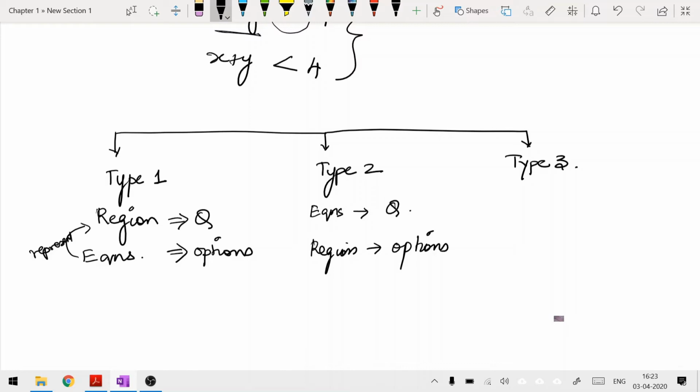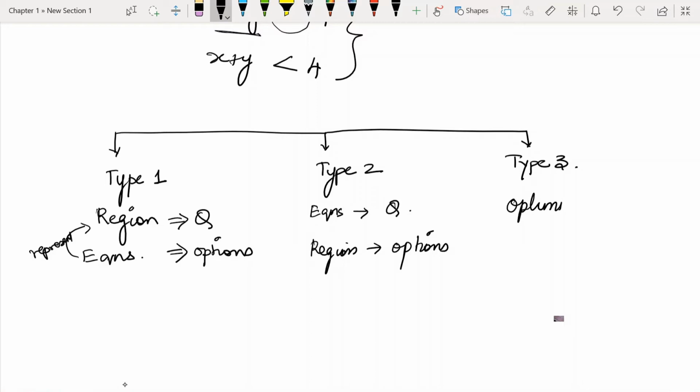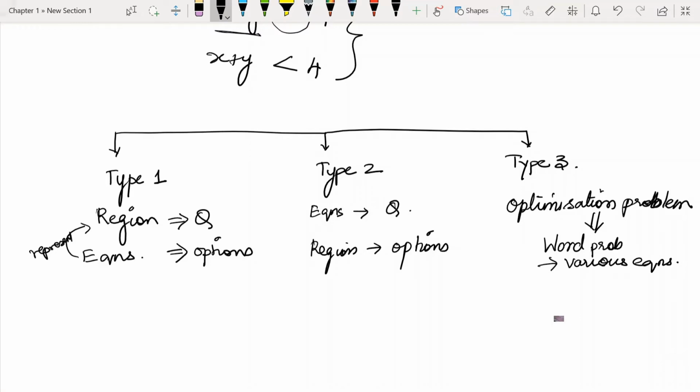Third type will be an optimization problem, at an elementary level, or at a very simple level. This will be like a word problem where the solution will be in the form of various equations. So these are the different types of problems we are going to look at.